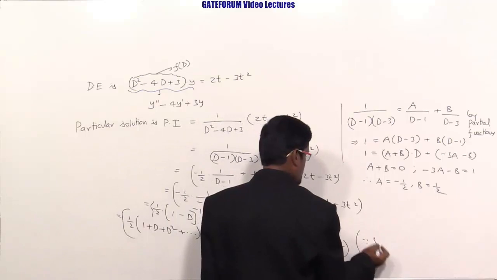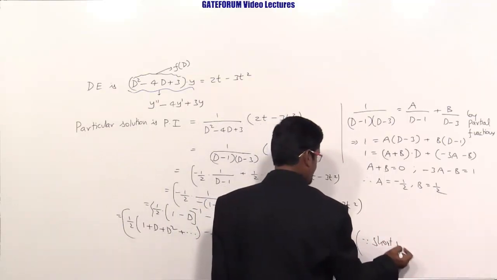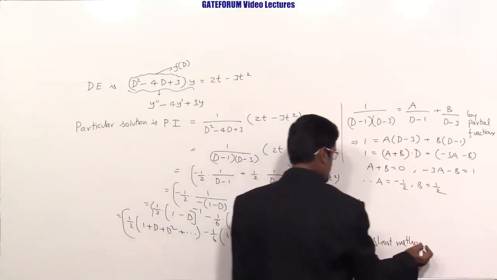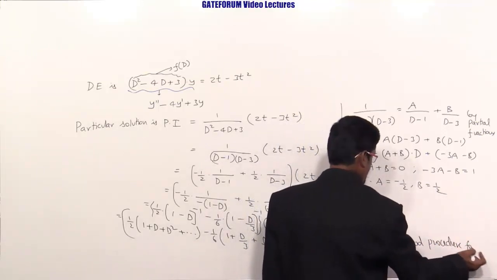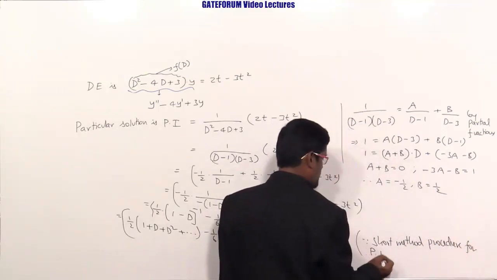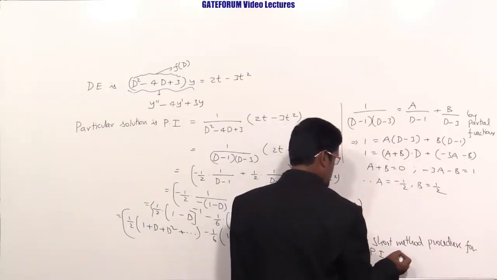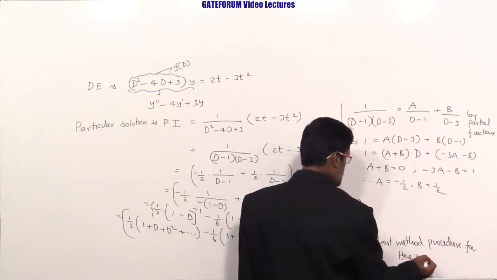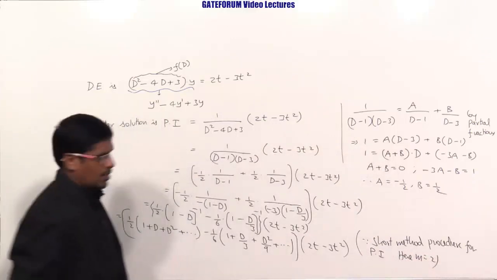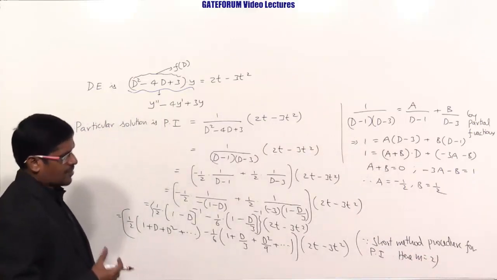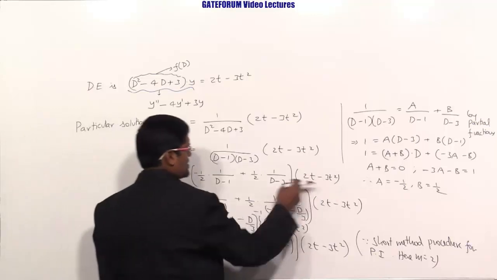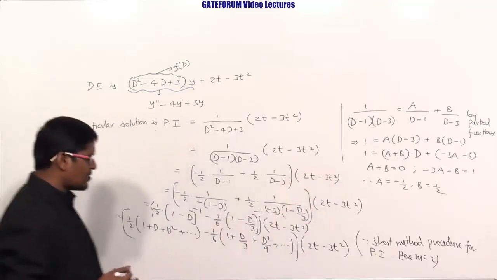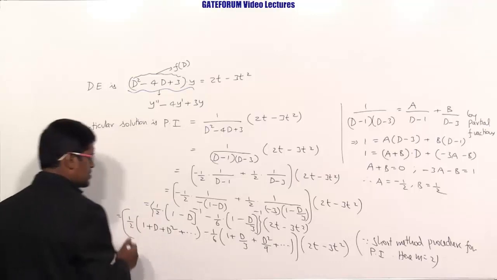Since the procedure for the particular integral, here m is equal to 2, that is the highest power of t in the polynomial. Here it is a second degree polynomial, so the highest power of t is 2, so we should collect the terms up to D square.